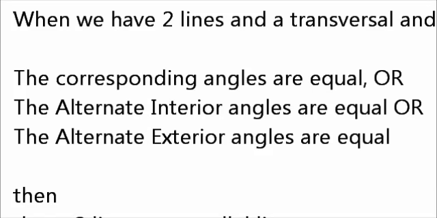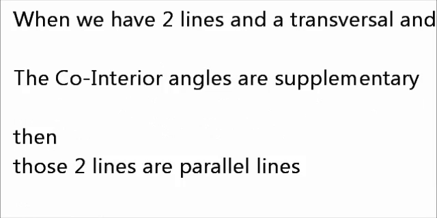The converse of this is also true. That means if we find that there are two lines and a transversal and the corresponding angles formed are equal, then we can definitely say that those two lines are parallel. Similarly, if we find the alternate interior angles to be equal, or the alternate exterior angles to be equal, or we find that the co-interior angles are supplementary, in that case we can say that these two lines are parallel. So the converse of our earlier proved theorem is also true.